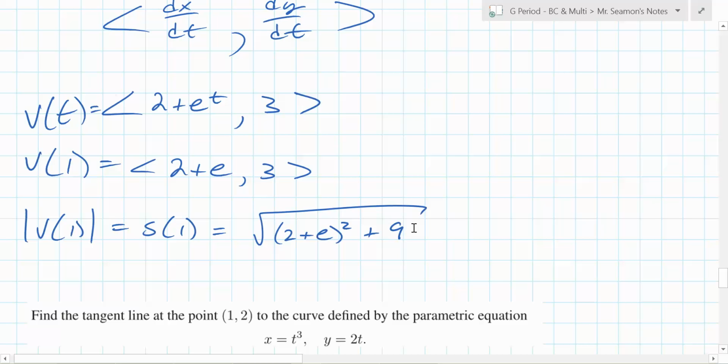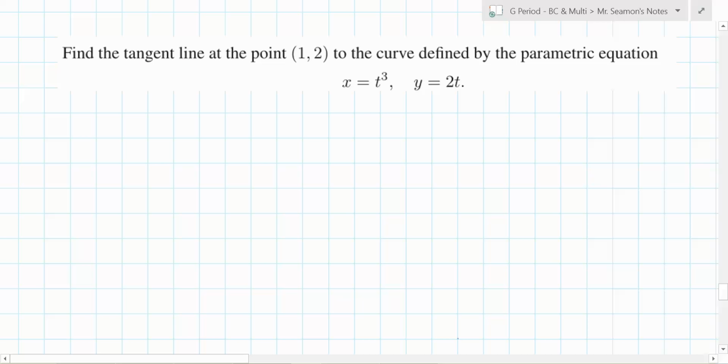Speed is scalar. It's a number. And it's always what? Positive or 0. Now, does it say what form the line needs to be in? No. So most of you assumed that you want to do it in maybe non-parametric form, which is fine. Either way is fine.